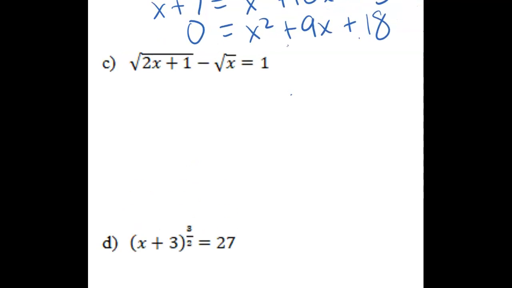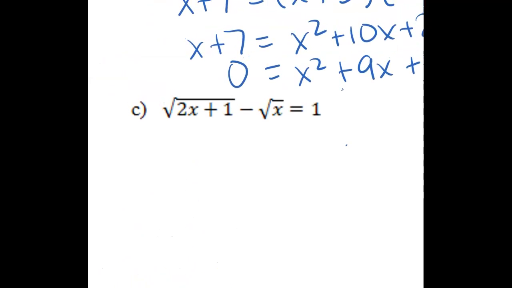Alright, so again, on C, it looks a bit tougher because we have two square roots now, which looks terrible, but don't fret, you're not a guitar. Shouldn't have frets. Alright, so the first thing that we're going to deal with are those square roots.